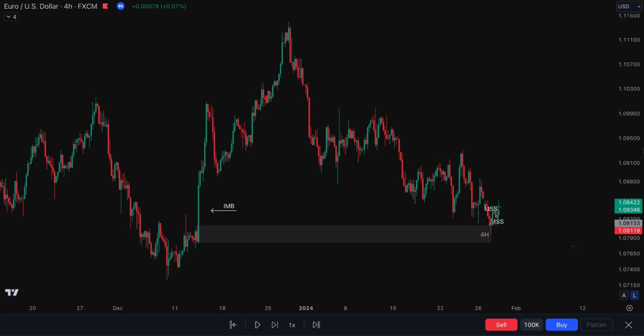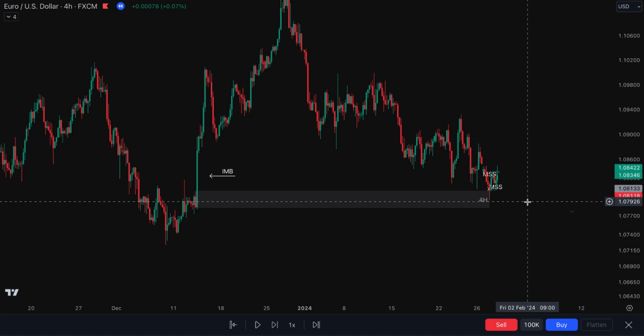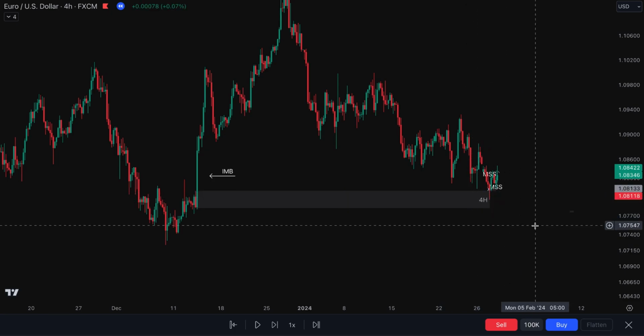Now I will show you some live examples on the charts. This was a trade I took on the 30th of January. As you can see, we have this 4-hour order block right here with imbalance above. So I was looking to take long positions from this POI.